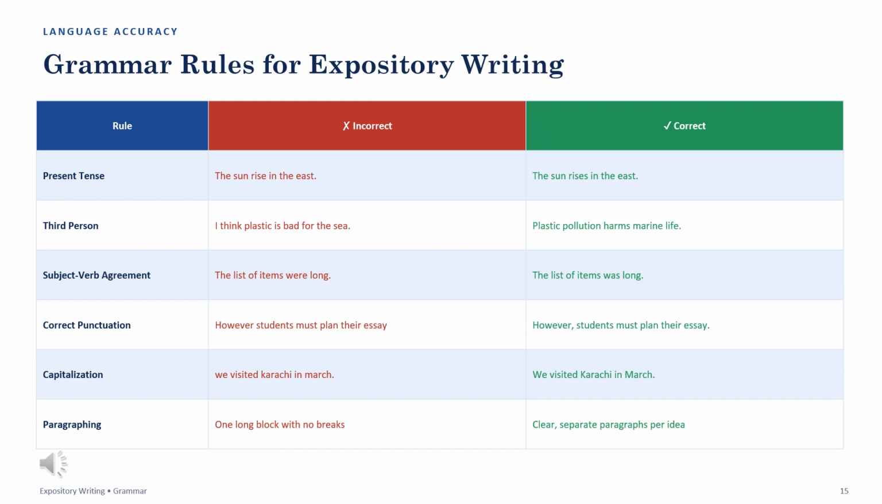Fourth, use correct punctuation. Always place a comma after introductory transition words. For example, however, students must plan their essay. Fifth, remember proper capitalization for names and places, like "we visited Karachi in March." And finally, use proper paragraphing. Never write one long block of text. Break your writing into clear, separate paragraphs for each main idea.